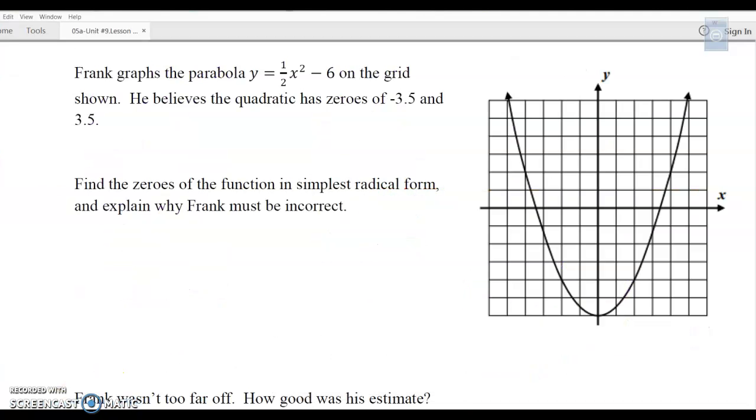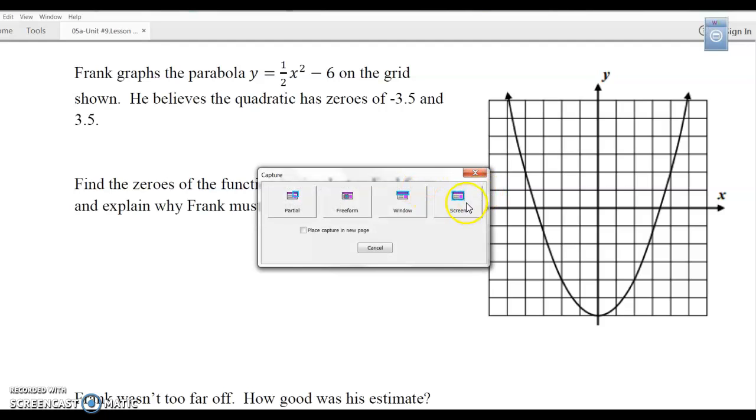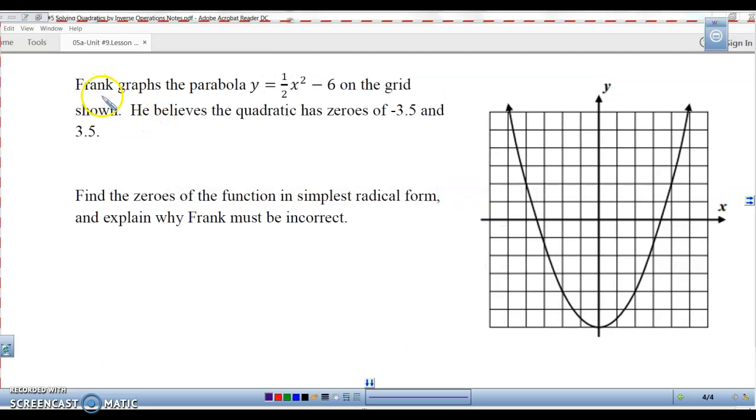All right, now let's look at a little application problem of the quadratic. What are the quadratics used for? All right, Frank graphs the parabola y equals 1/2 x squared minus 6 on the grid shown. Here it is. He believes the quadratic has zeros of negative 3.5 and 3.5. All right, remember what we said the zeros are? The zeros is another name for the x-intercepts. So he is looking at this and he says, oh, this is negative 3.5 and this is positive 3.5. All right, but is he correct? Find the zeros of the function in simplest radical form and explain why he must be incorrect.